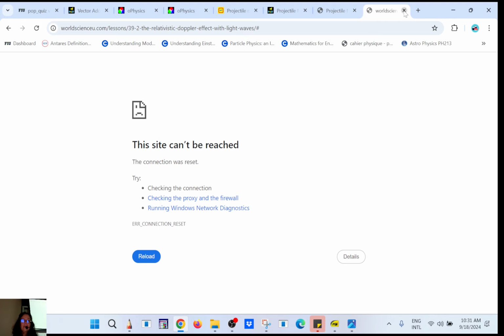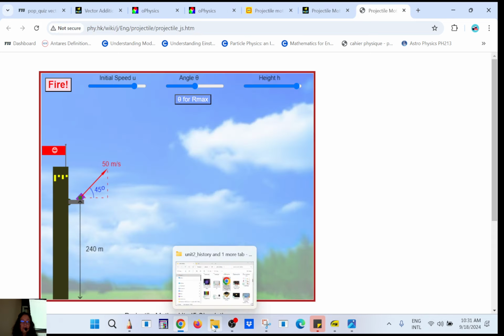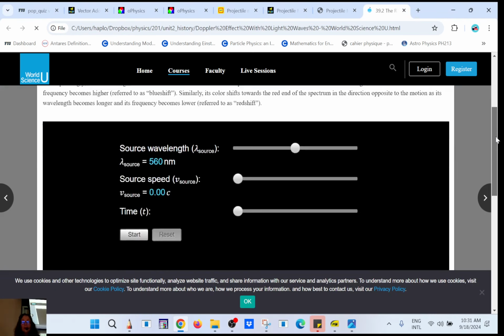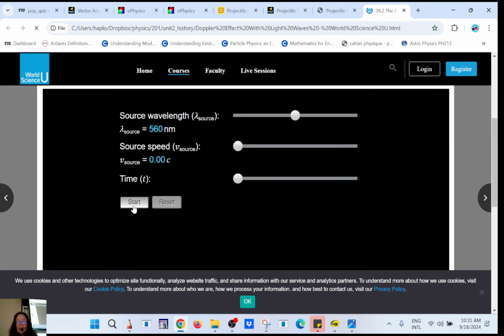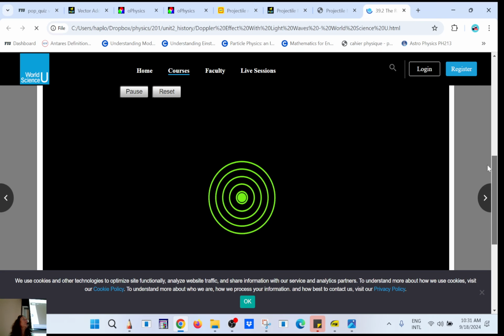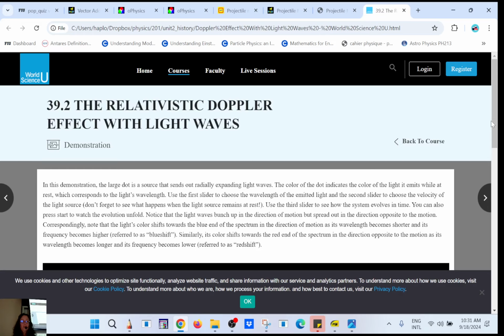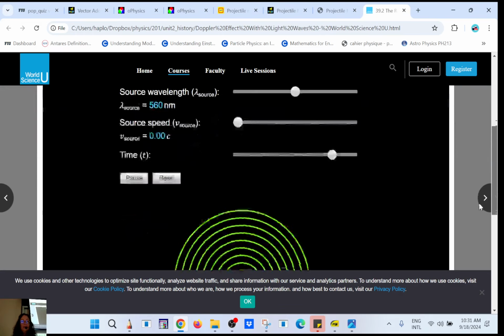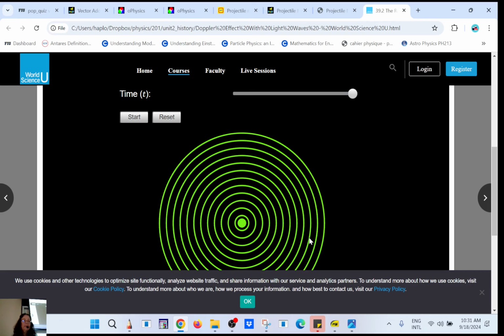So here you have the source. Here nothing is moving, so it's a source of light. It's green. Nothing special. So the observer can be here, and the observer is going to see green.